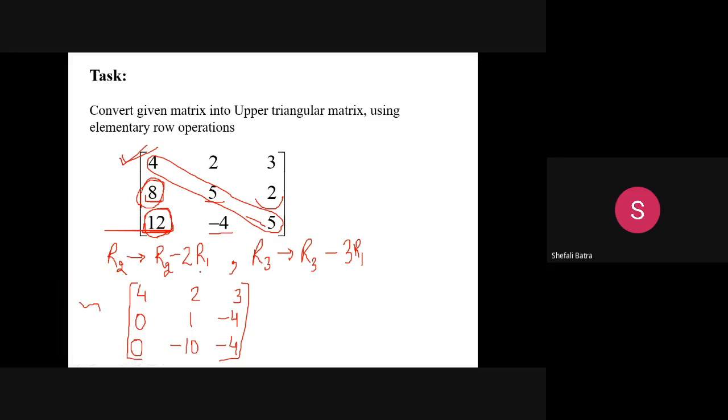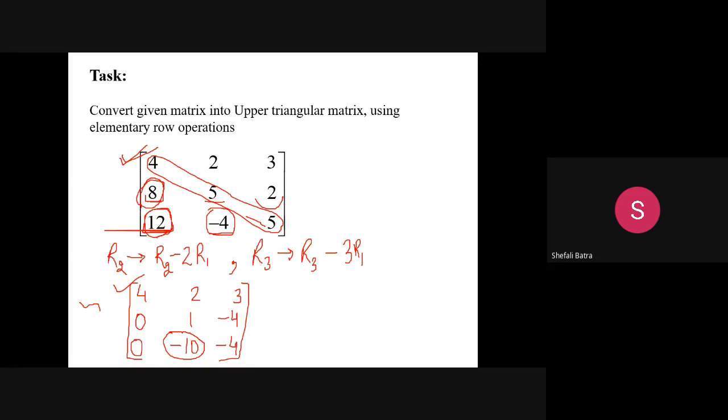Next, this entry 0, this entry 0. Now next target is to make this entry 0. So while making this 0, keep in mind after making these two zeros, we will never use R1. We will never touch R1 because if you touch this R1, then these zeros will spoil. So when you are making these two zeros, don't use R1 in any operation.